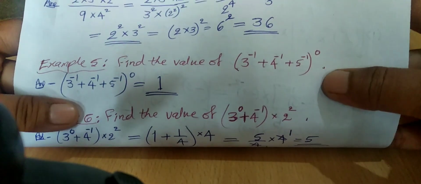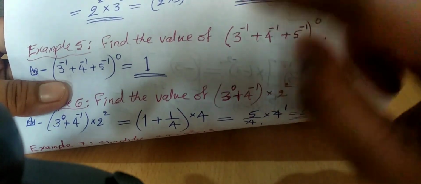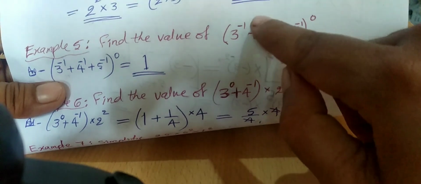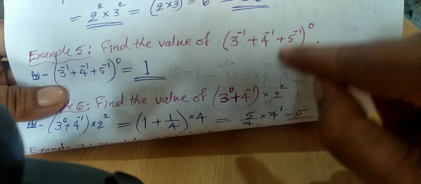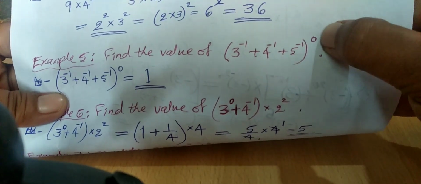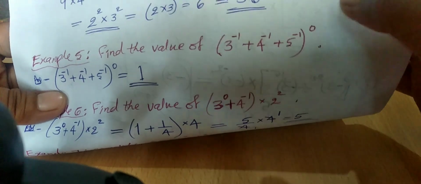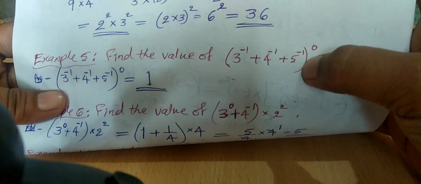Next, let us go to the simple problem. It is a 1 mark problem. You may see here 3 to the power minus 1, 4 to the power minus 1, 5 to the power minus 1 they have given. But in the end, they have given the exponent as 0. Any number to the exponent 0, the value is only 1.